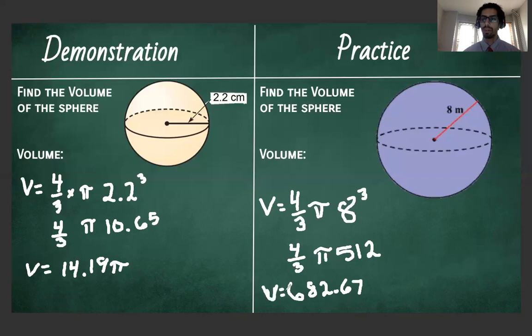Or am I missing something? Yeah, I'm missing the pi. Can't forget that, guys. Pi is an essential component here. We can't just dismiss it entirely. We can leave it at pi, but we can't just ignore it. So I'm just going to write it like this. Solution here would be 682.67 pi. We're good to go.